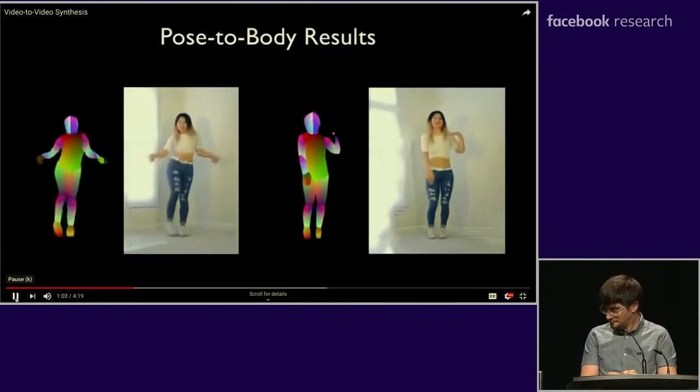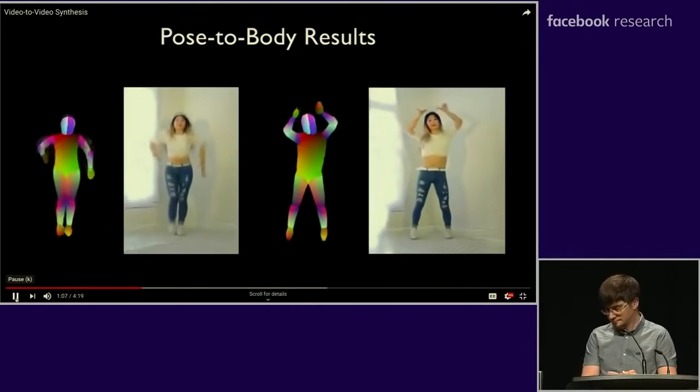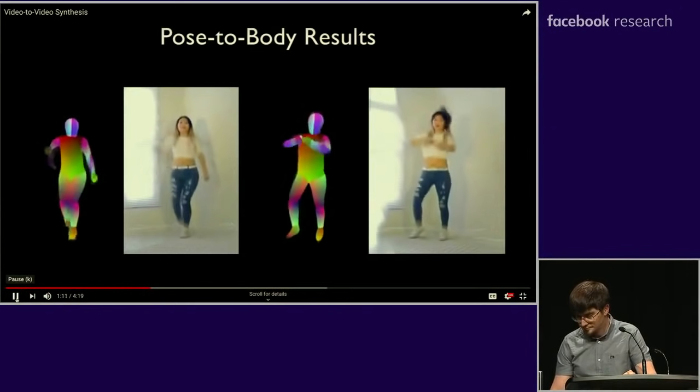Another example, we can synthesize videos of humans moving, given pose information. For example, we can generate videos of people dancing.